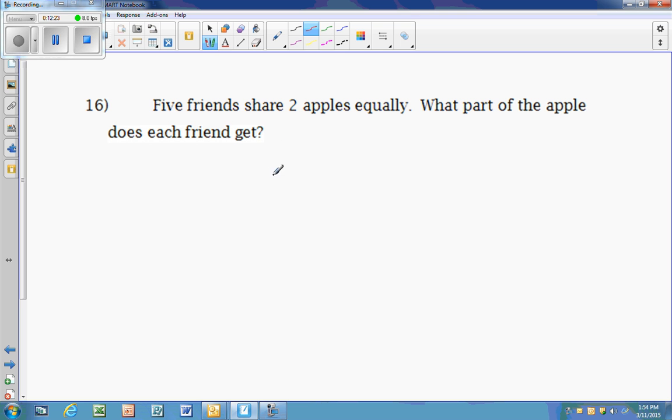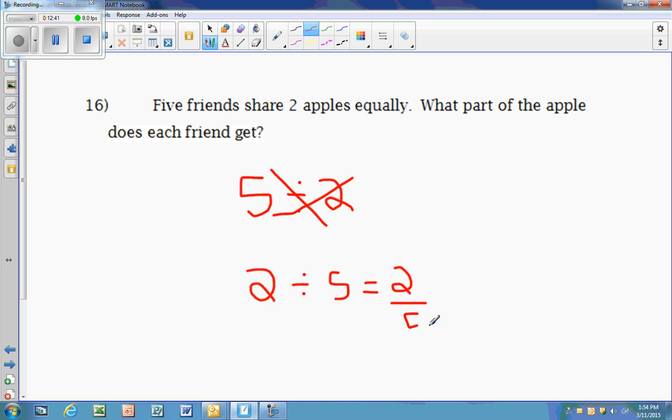Okay, 5 friends share 2 apples, so we have 5 friends sharing 2 apples. Am I dividing the 5 friends up? No, so I have to look at it again. I'm dividing my 2 apples up by my 5 friends, which means that each person will get 2/5.